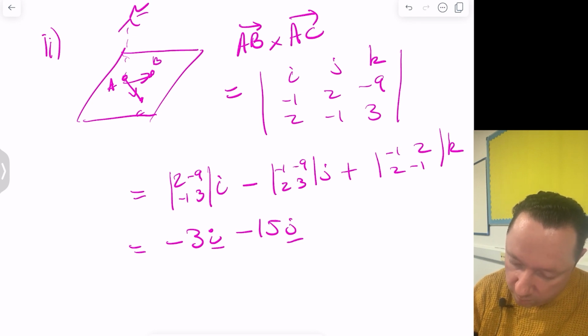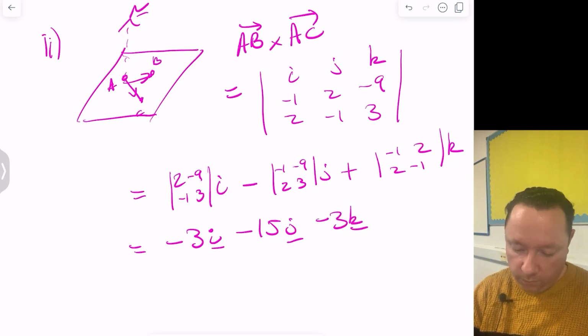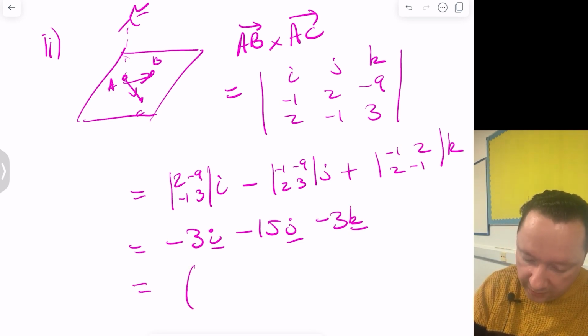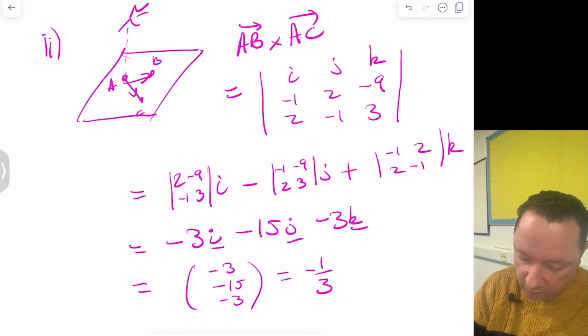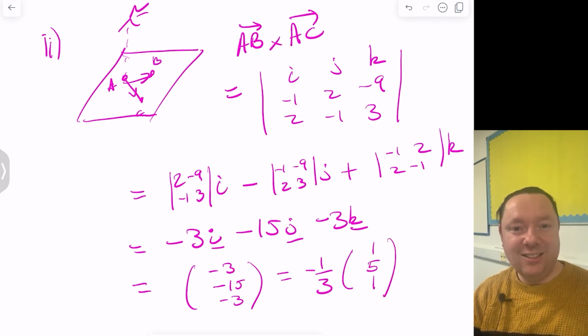And then we've got minus times minus a plus, so that's 1 minus 4. 1 minus 4 is minus 3. Okay, but any normal will do. So if I write that as minus 3, minus 15, minus 3, why don't I just take out minus a third as a common factor to get 1, 5, 1, because that's much nicer to work with.